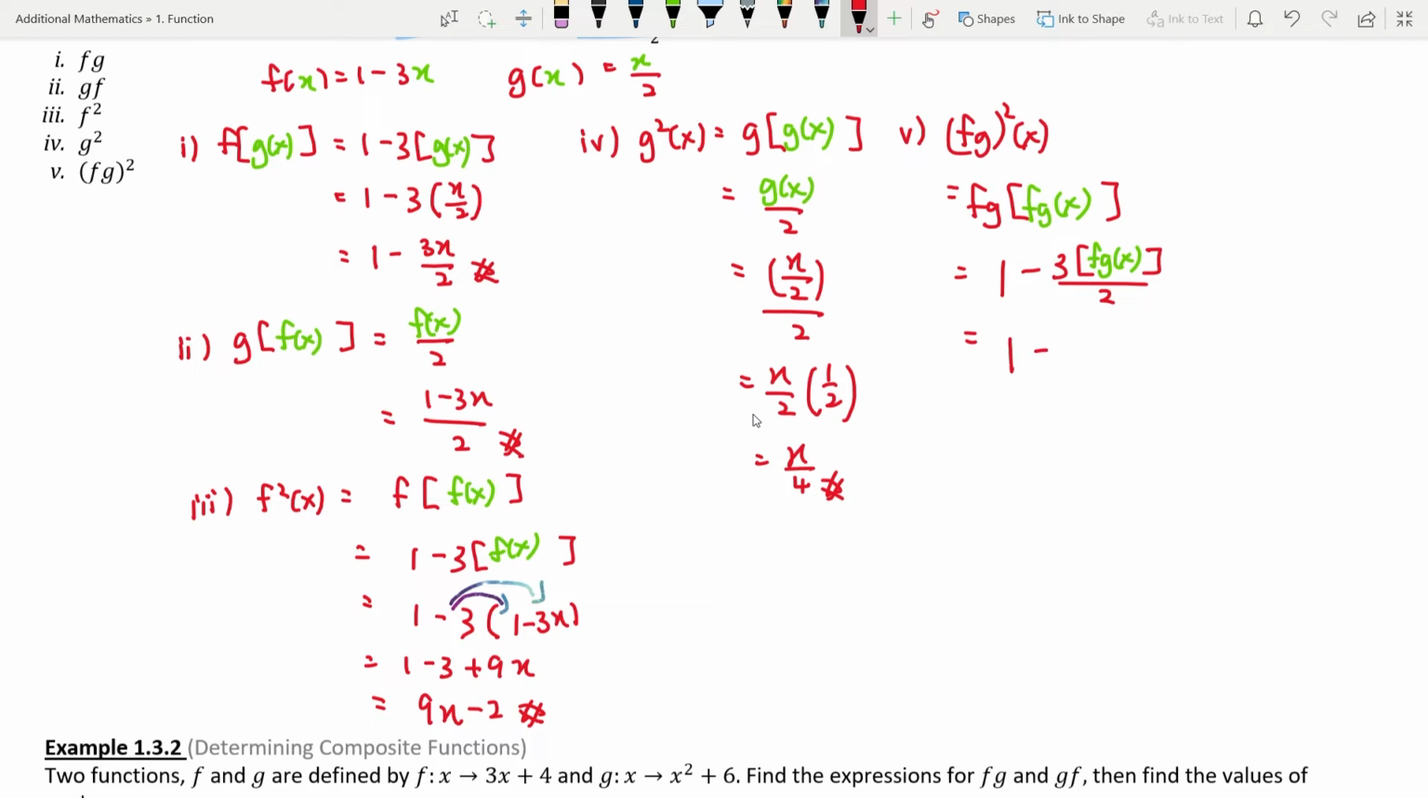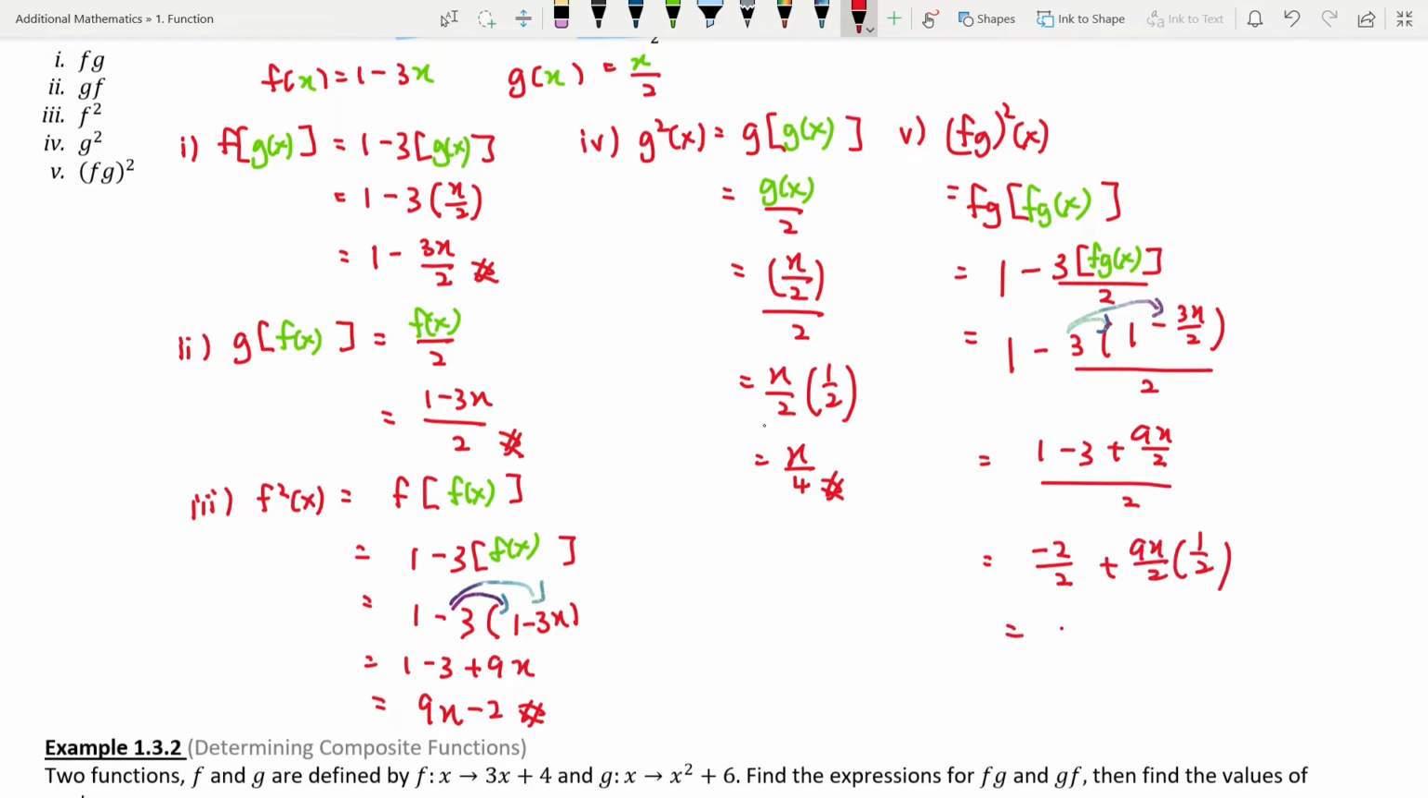Substitute it again, we get 1 minus 3, 1 minus 3x over 2 over 2. Let's expand it. We have 1 minus 3 plus 9x over 2 over 2. And we get negative 2 over 2, add with 9x over 2, multiply with 1 over 2, negative 1 plus 9x over 4. Or maybe we can rearrange it, 9x over 4 minus 1.